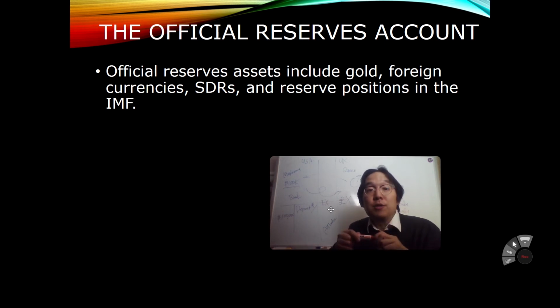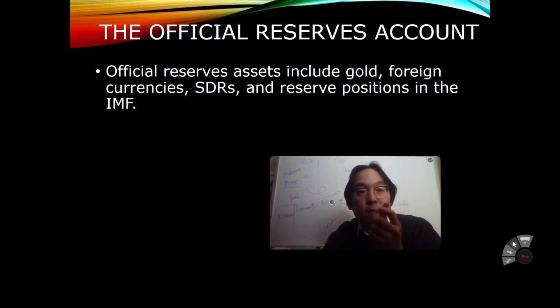This official reserves assets include gold, foreign currencies, and SDRs. What is SDR again? Today's lecture I told you about IMF special drawing right. Go back to that part and then listen to it. And then reserve positions in the IMF. Essentially it's IMF. They have two kinds of reserves, I guess: one SDR and the other reserve positions. Anyway, it's not important, but foreign currencies reserve is more important, okay?